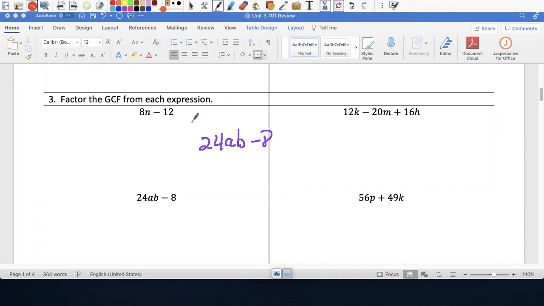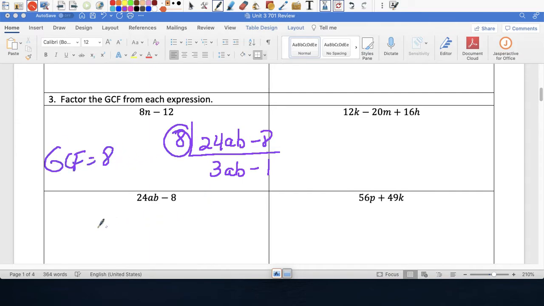Minus 8, we can do the ladder method. Can we use 3? No. Can we use 8? Yes. 24 divided by 8 is 3AB, minus, and 8 divided by 8 is 1. So what's my GCF? The GCF equals 8, and there's only one. So my answer is going to be 8 times 3AB minus 1. 8 times 3 is 24AB, and then 8 times negative 1 is negative 8, so we're correct.